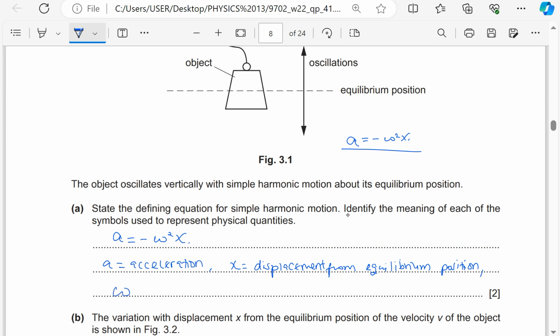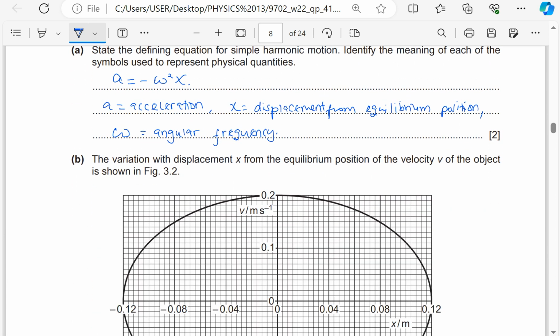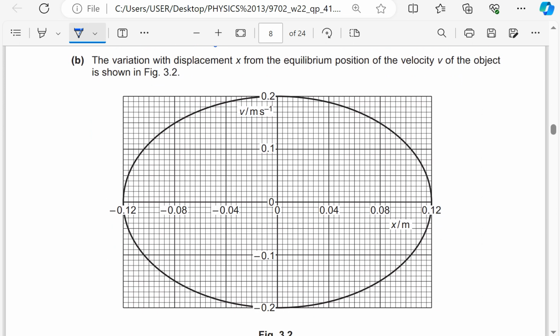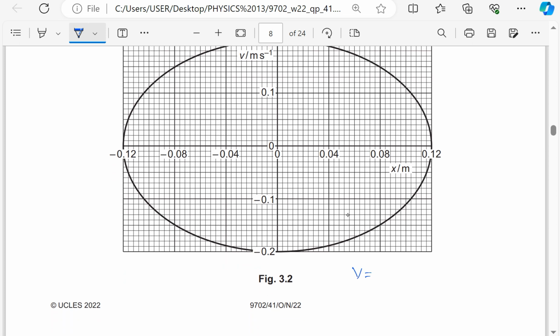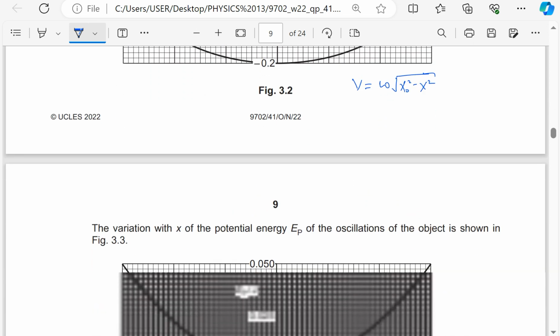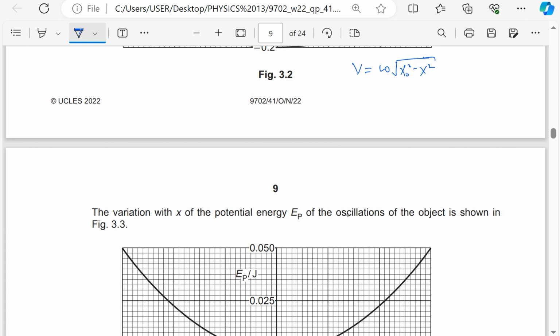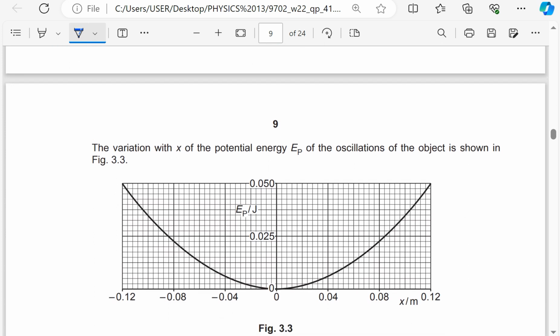And omega is, of course, the angular frequency. People call this W, but this is omega, which is angular frequency. Okay. The variation with the displacement x from the equilibrium position of the velocity v of the object is shown in the figure. So this is a graph of velocity against displacement. At this point, you should also be recalling that v is equal to omega square root of x naught squared minus x squared. And this equation is also given in the list of formula. Then the variation with x of the potential energy EP of the oscillations of the object is also shown in the figure.